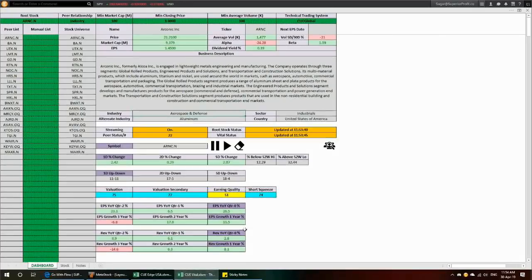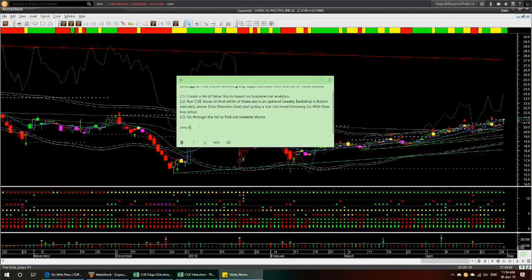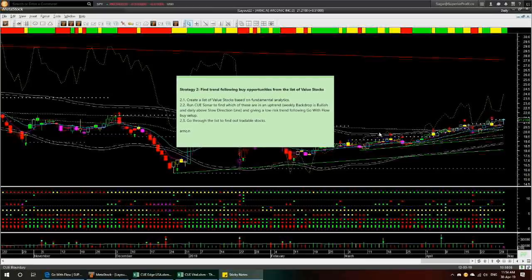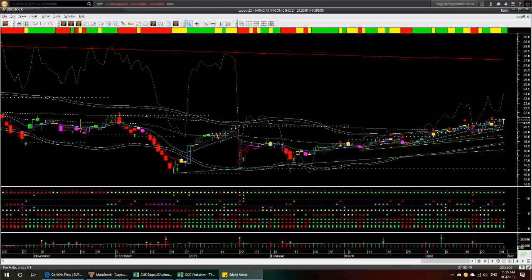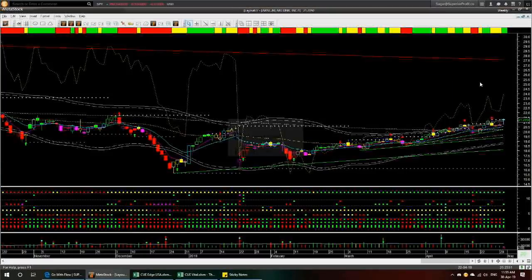In terms of fundamentals, ARNC is pretty good and has earnings growth as well. On technical charts, it's looking good. So ARNC is one potential opportunity. So we used two strategies and we tried to find trade setups. It was not easy to find many long setups. That also tells us something about the market. So I will try to use 3 more minutes to quickly see if there are possible short setups.